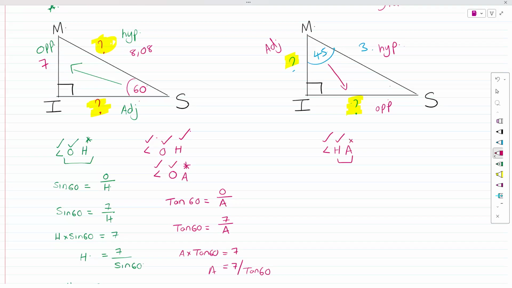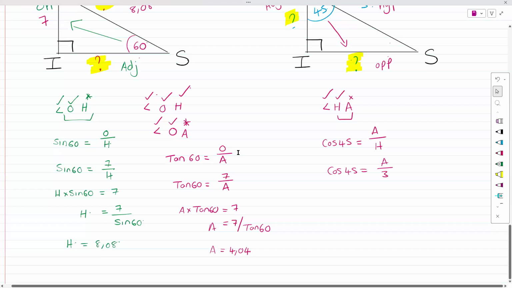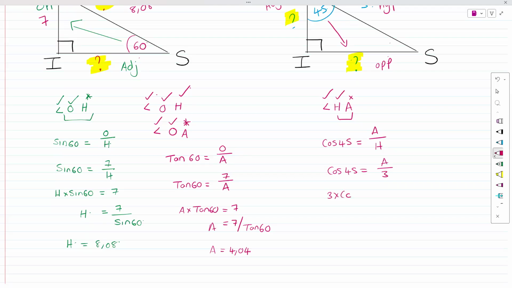Cos. Well done. So cos of 45 equals A over H. Cos of 45 equals A over 3. How do we solve this, guys? The 3 is in the bottom now. Please pay attention. How would you solve? Take the 3 and multiply it. And that's done, right? Yeah. Okay, and what is this answer? 2,12. Okay, I'm gonna pick the last person.